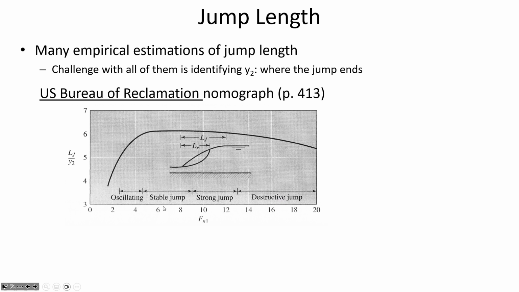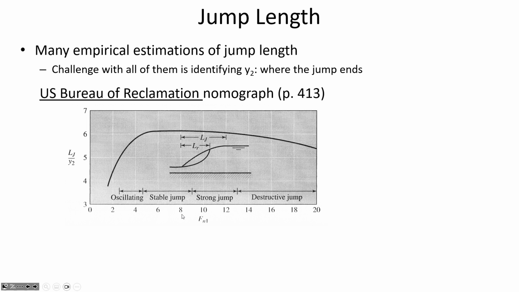You start with the upstream Froude number and intersect the point on that curve and go to the left, and then it tells you the ratio of the jump length to the downstream depth. So to use it, you first know the upstream depth. From that, you can calculate the upstream Froude number. You'd use the hydraulic jump equation that we've seen before, called the Belanger momentum equation.